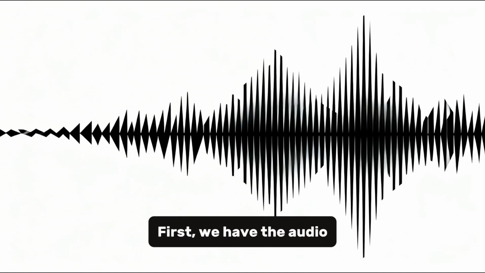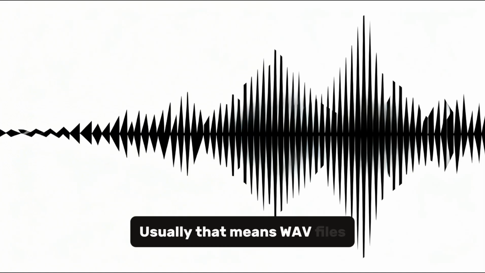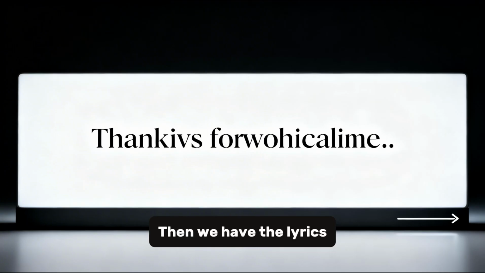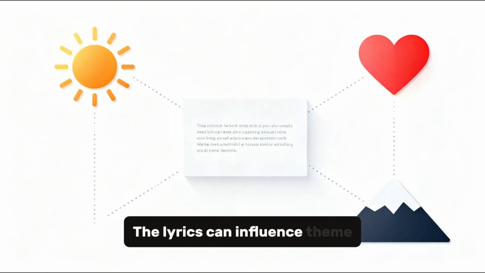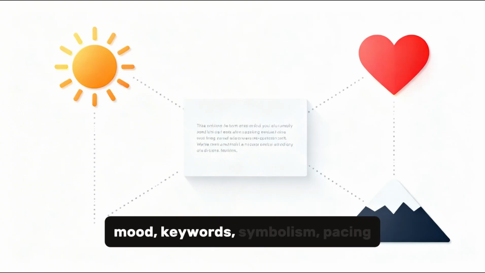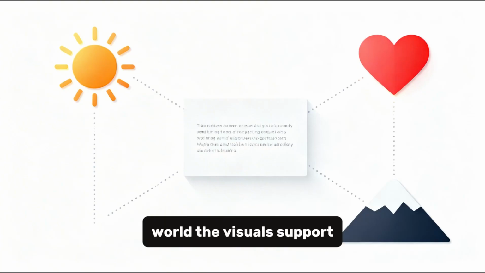First, we have the audio. Usually that means WAV files because they are clean, stable, and ready for production use. Then we have the lyrics. These are important not only for subtitles, but also for building the visual direction. The lyrics can influence theme, mood, keywords, symbolism, pacing, and the overall world the visuals support.